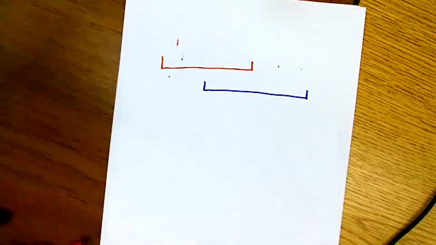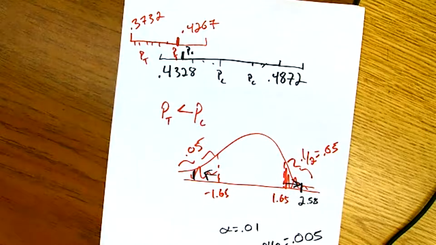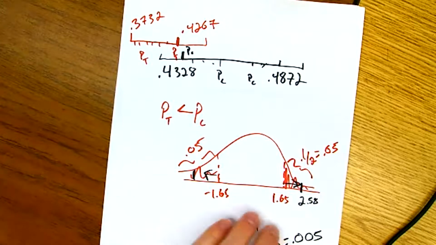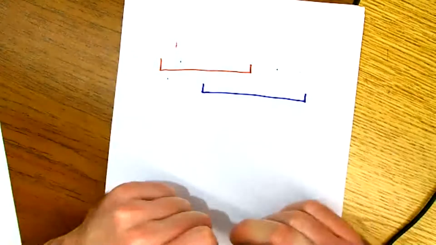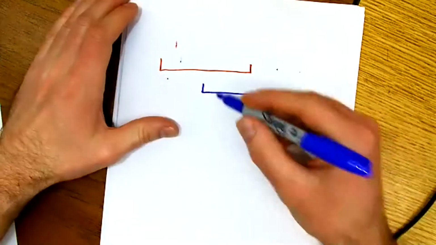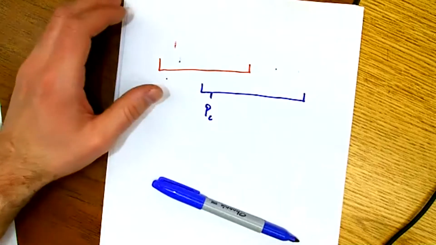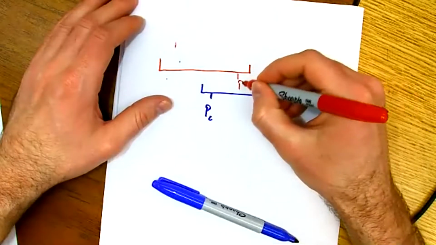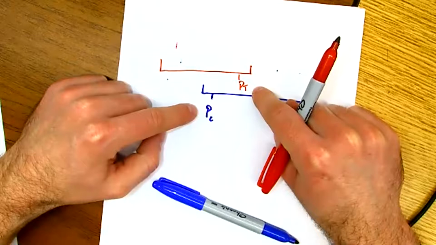Because they were pretty close before, right? 0.4267 is not very far below 0.4328. So at the 99% confidence level, it's likely they overlap. Why is this an issue? Well, because the population proportion of people who are going to vote for Clinton could be here, and the population proportion of people who vote for Trump could be there. So Trump would have a higher proportion, right?